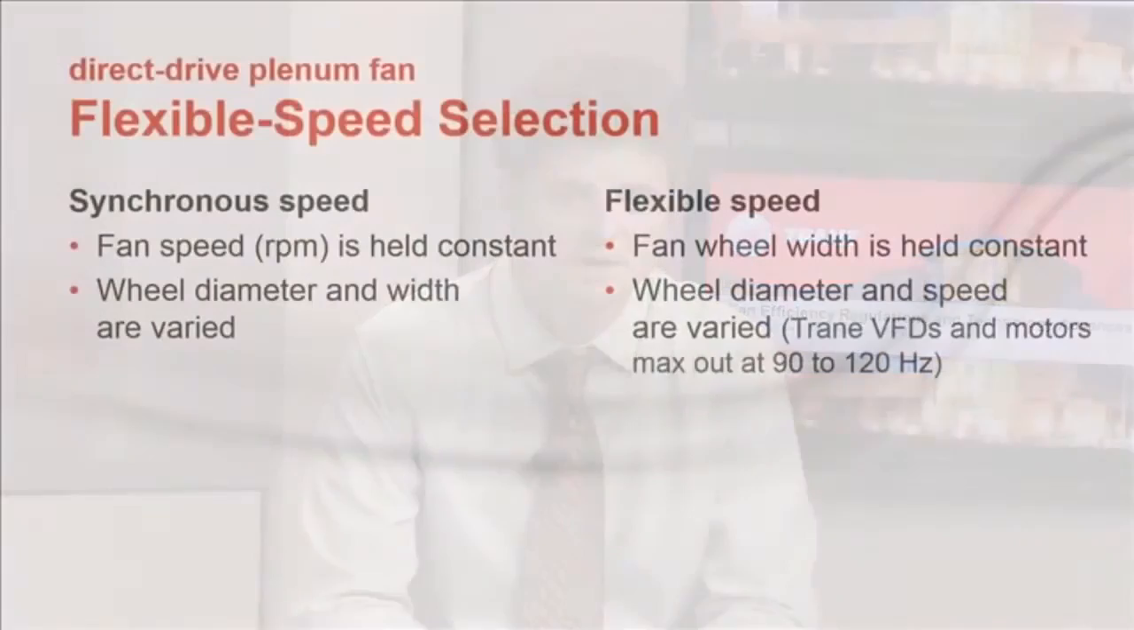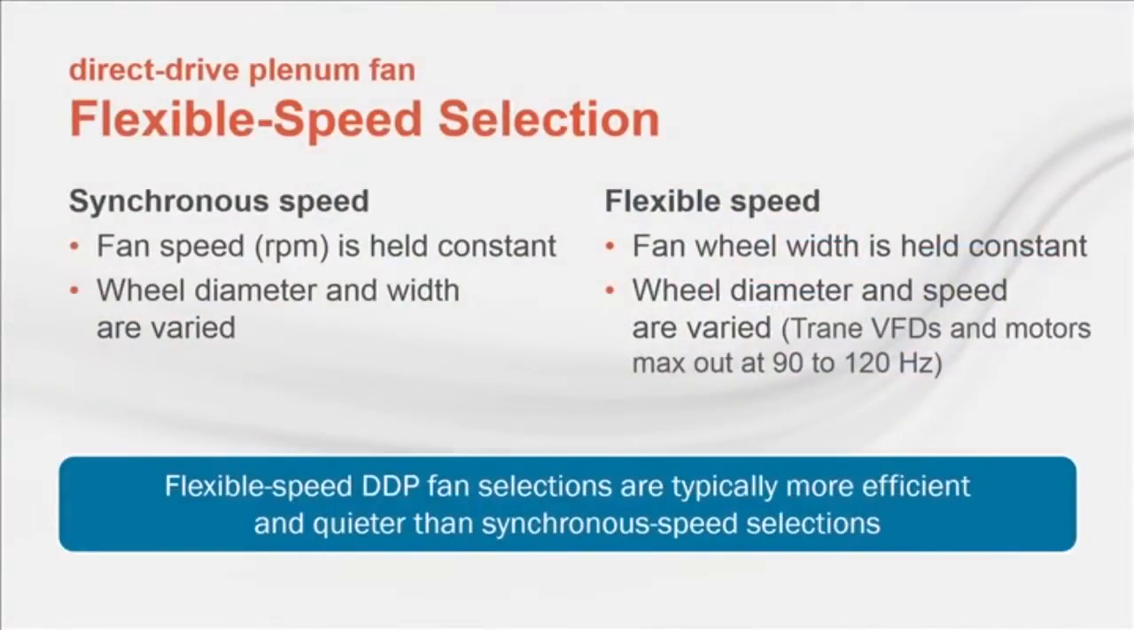As an example, the VFDs and motors that Trane uses for direct drive plenum fans and air handling units can operate up to 90 or even 120 Hz if torque is properly accounted for. Flexible speed selection typically allows for a more efficient fan choice. And because the fan operates at a reduced speed with a wider wheel, the flexible speed selection will typically result in lower sound levels.